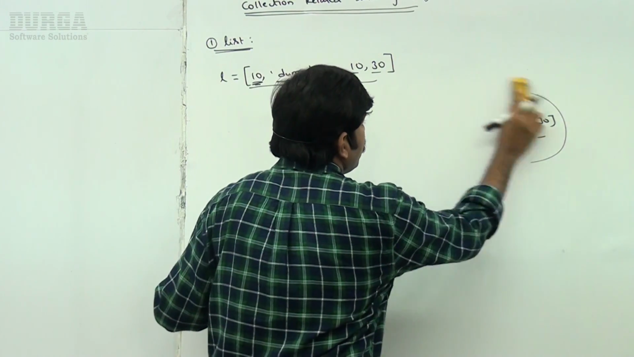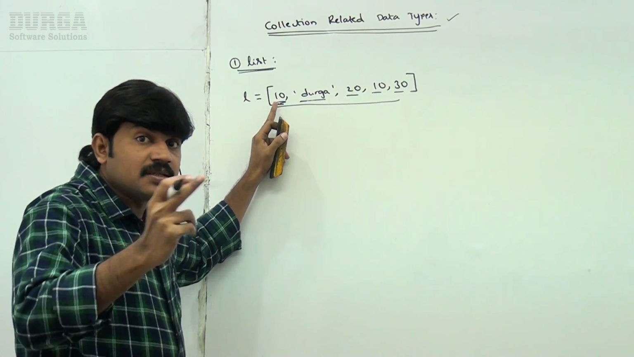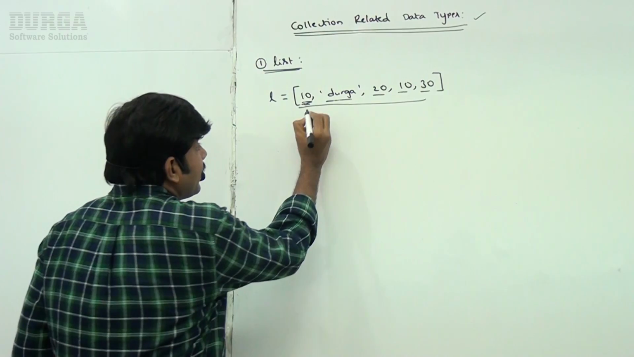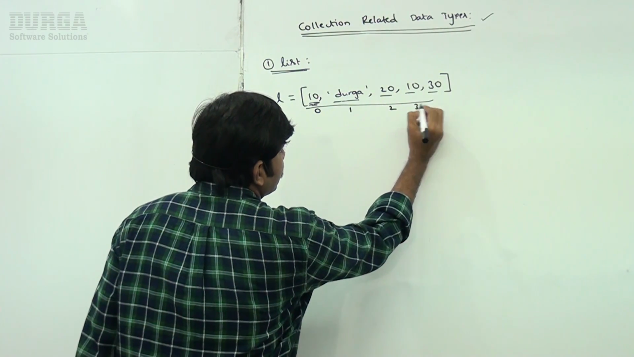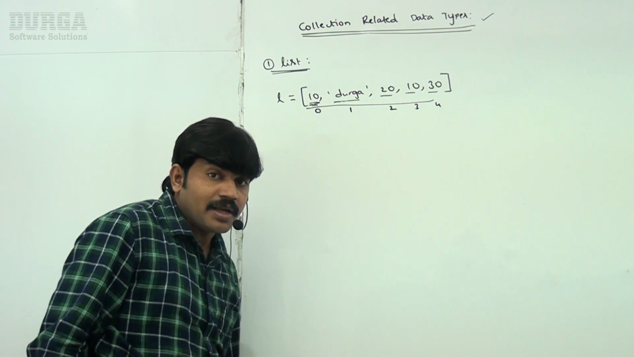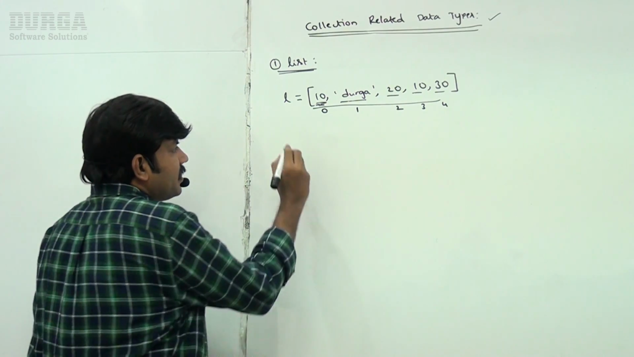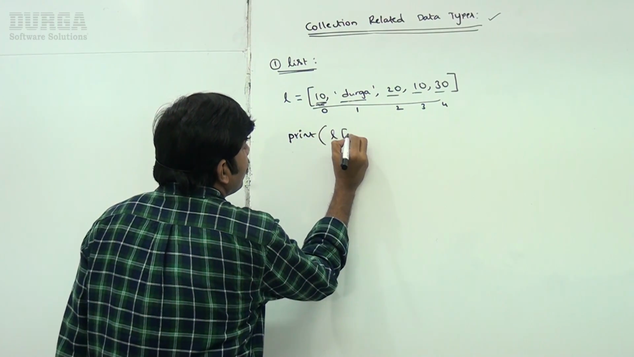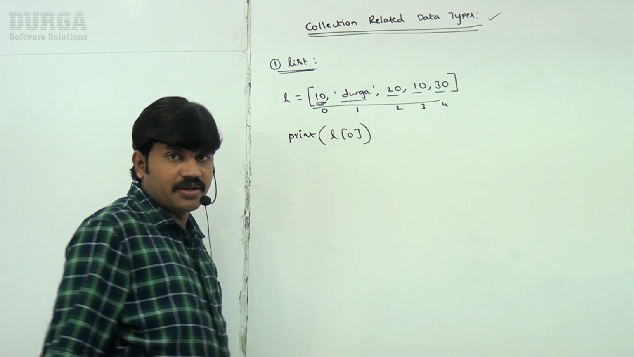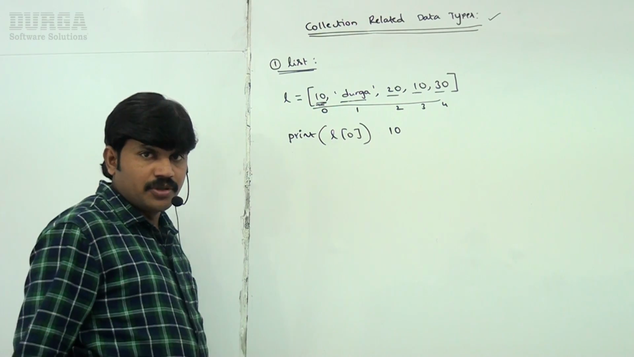What is the first element present in this one? Can you please spell out? 10. This 10 is located at 0 index, then 1 index, 2 index, 3 and 4. How can you find the element present at 0 index? Here, if you observe, print of L of 0. What is the answer we are going to get? 10. Print L of 0 gives 10.